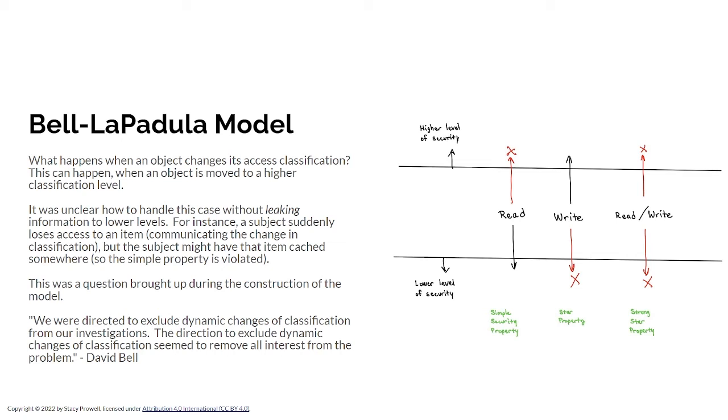Oh, okay. So this was a question that they brought up when they were building this model. And here's the quotation from David Bell: "We were directed to exclude dynamic changes of classification from our investigations." We were told, don't worry about it. Don't think about it. It's not important. And he said explicitly, "this removes all interest from the problem." Basically, if you're not allowed to move things around, the problem ceases to be an interesting, fun problem to work on, and it becomes fairly trivial. And you can tell by the three rules.